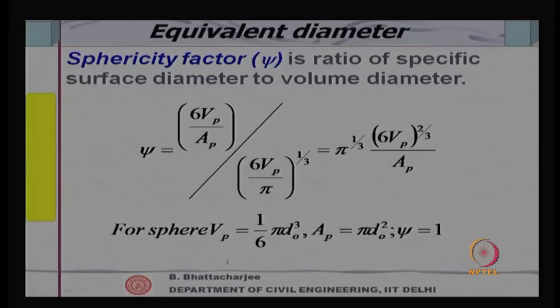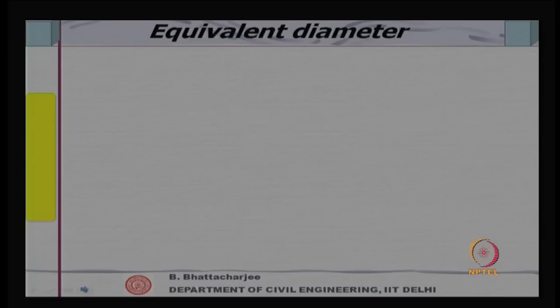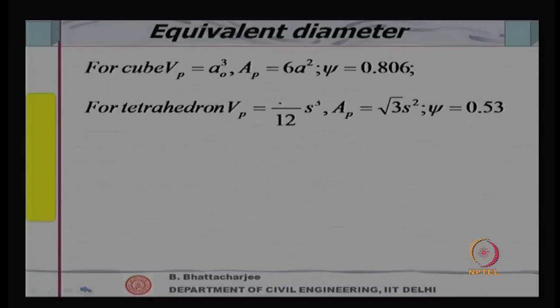For a sphere, Vp is equal to 1 by 6 pi d 0 cube, AP is equal to pi d 0 square, right. So, put these values here, pi d 0 square, and the value of Vp, 1 by 6 pi d 0 cube, and this will come to 1. So, the sphericity factor xi is the ratio of specific surface diameter to volume diameter and is 1 for a sphere. Let us see what happens if I have more angular shapes, for example a cube.